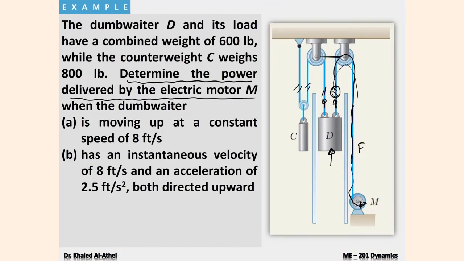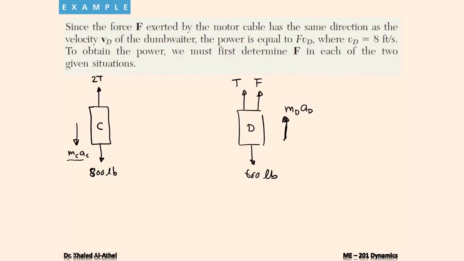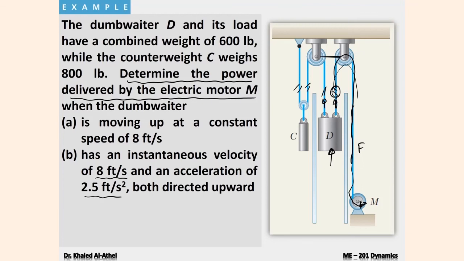Okay. Now, the second part of the problem says find the power delivered by the electric motor, if the dumbwaiter has an instantaneous velocity of 8, similar to the previous problem, but has an acceleration of 2.5 feet per second squared. So in this case, from the rope and pulley system, for block C, I can relate C and D because I have the acceleration of D. I need to find the acceleration of C.